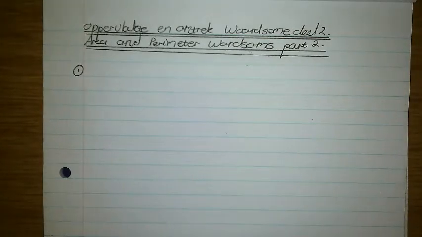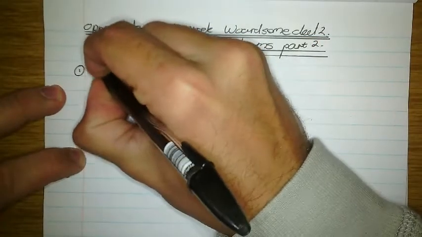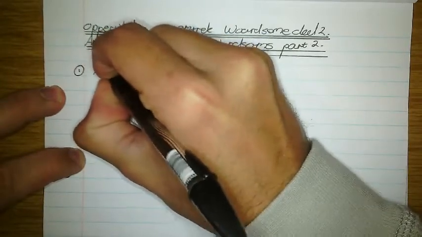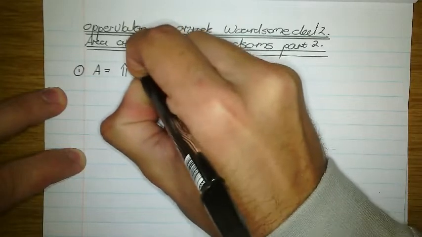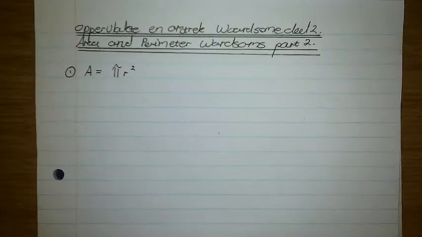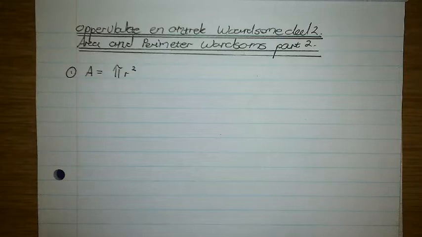Die eerste een sê hulle hierso vir ons, 'n sirkel se oppervlakte. So ons weet ons werk met 'n sirkel en ons weet ons werk met die oppervlakte van 'n sirkel. So wat is die formule vir die oppervlakte van 'n sirkel? Wel, dit is die oppervlakte is dan gelyk aan pi radius kwadraat. So the area is pi radius squared for a circle.